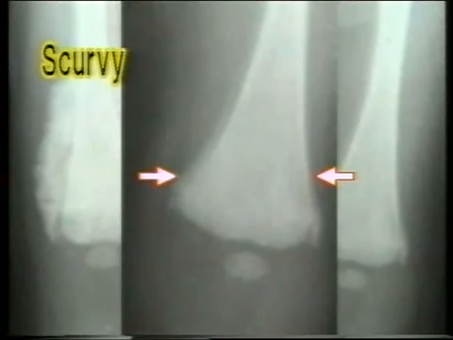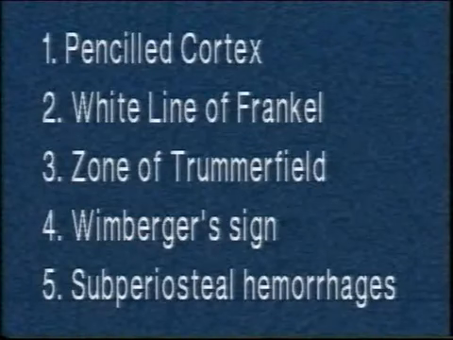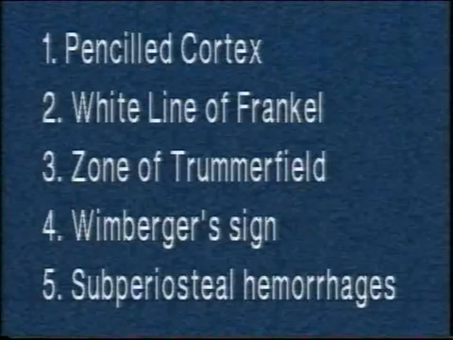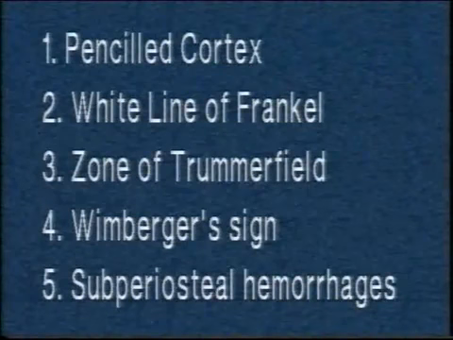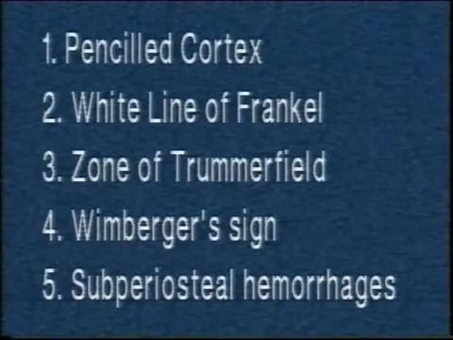So the radiological features of scurvy are a penciled cortex and ground glass appearance of the shaft due to loss of trabeculae. The zone of provisional calcification becomes dense, that is white line of Frankel. Just below it is a radiolucent zone or the zone of Trummerfeld with spur formation at the margins called Pelkan spurs. The epiphyses are small, osteopenic with penciled cortex termed as Wimberger sign, and there are subperiosteal hemorrhages with calcification.